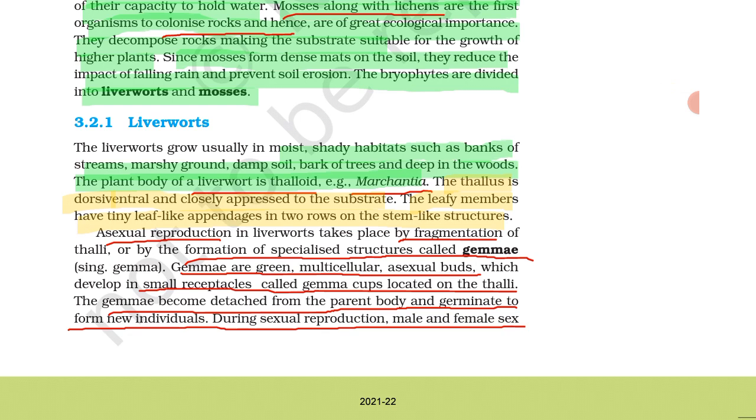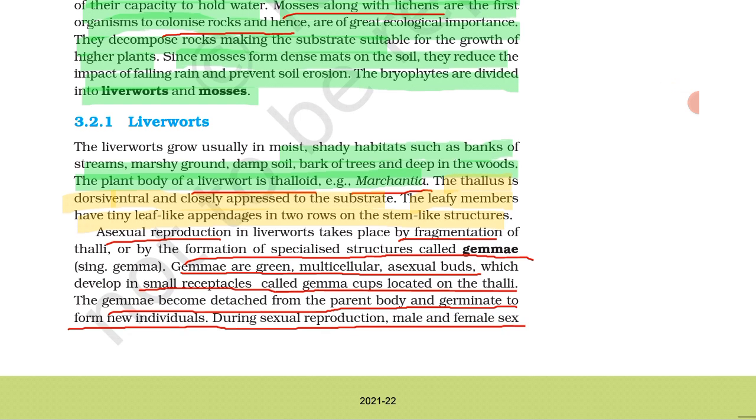Gemmae are green, multicellular, asexual buds which develop in small receptacles called gemma cups located on the thalli. The gemmae become detached from the plant body and germinate to form new individuals. Means what? When detached from the parent body, they germinate into new individuals.